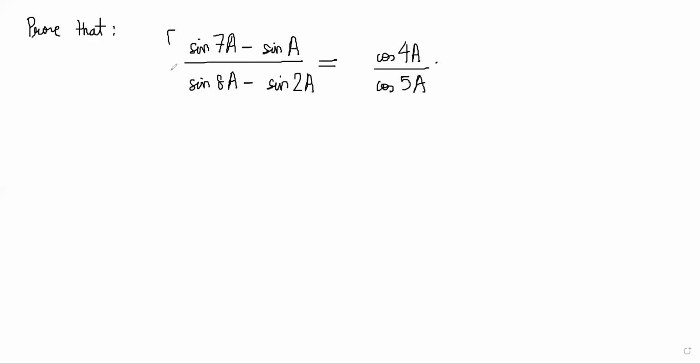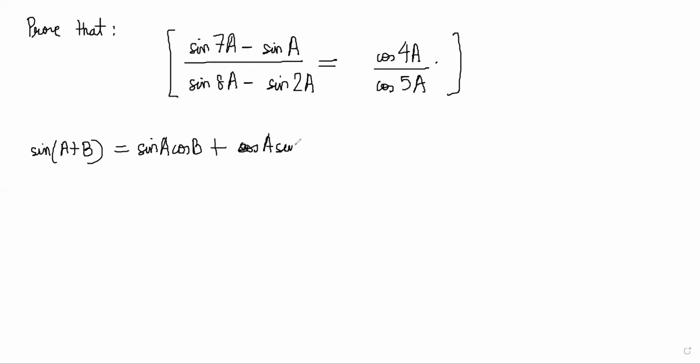Okay. This is the question for us. Now let's think about what we can do here. So far we have seen formulas like this: sin(a + b) = sin a cos b + cos a sin b. We also know sin(a − b) = sin a cos b − cos a sin b, right?